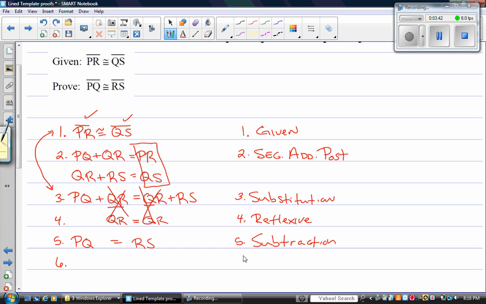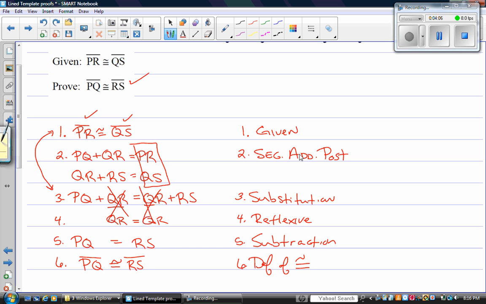And then step 6, I can say PQ is congruent to RS. From step 5, if I know their measurements are equal, then their shapes are congruent. And that going from equality to congruency is the definition of congruency. And we've proven now what we were asked to do.